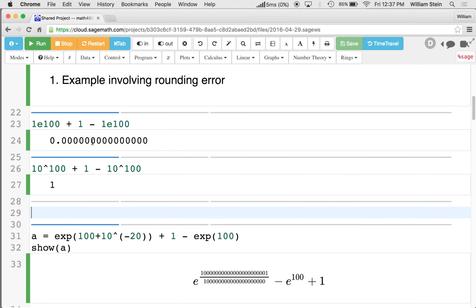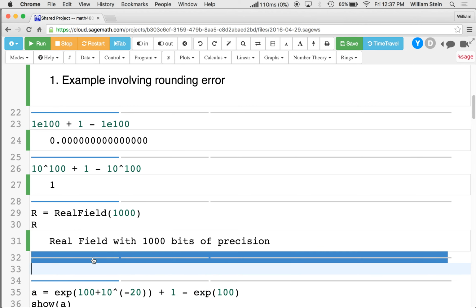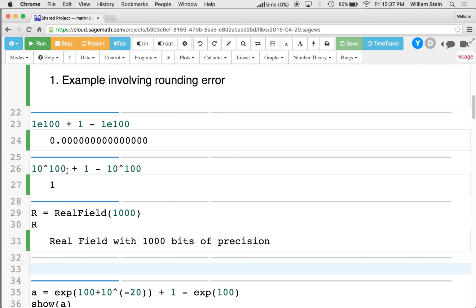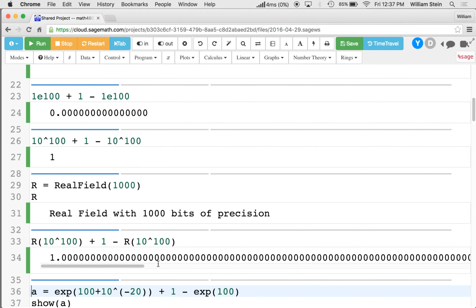You could also do the calculation so that you explicitly make floating point numbers with a large number of digits. If I do RealField(1000), that gives me the real numbers, but modeled using 1000 bits of precision. And then you can do the same calculation there. I don't know if this is going to work or not, but we'll see. And notice it does work. If I use fewer bits of precision, it won't work, but if I use enough, then it does work.